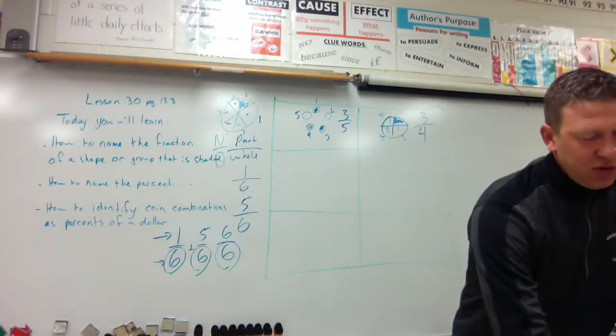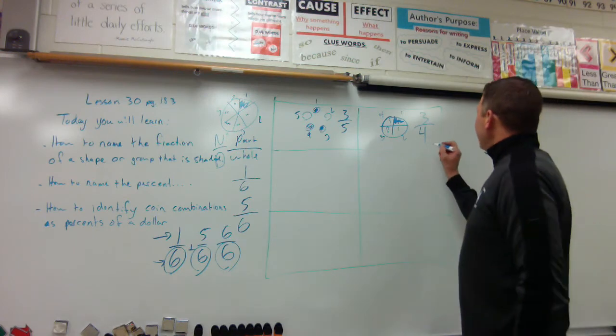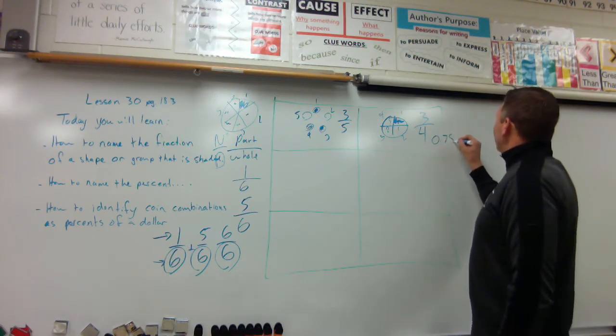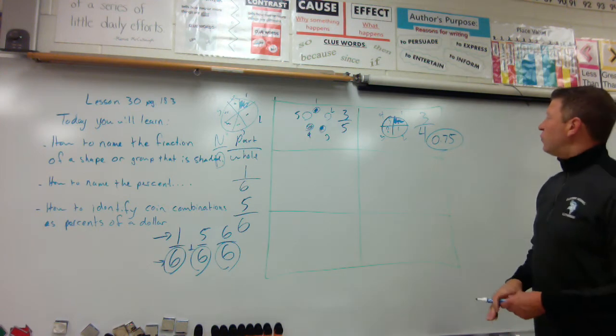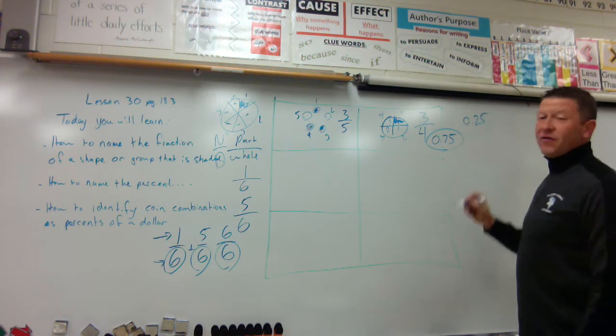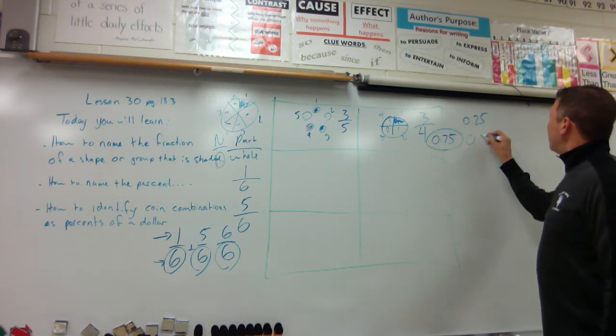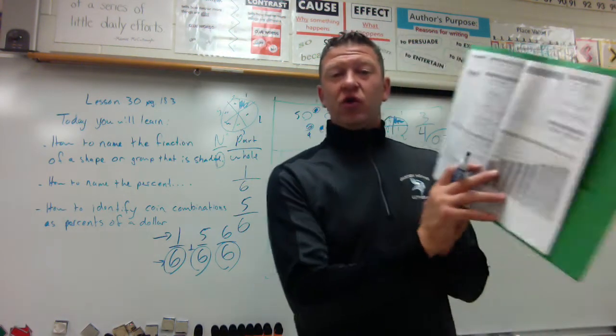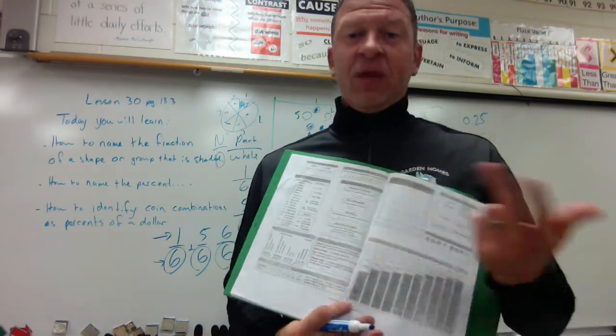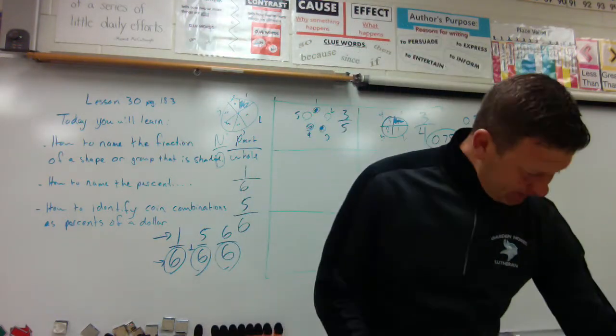So it's going to ask you to find the decimal point of some of these, and it's 0.75. All the decimals will be less than 1. So it might be 0.25 if it was 1/4. It might be 0.50 if it was 1/2. And you got to get used to looking those up on this chart. I'll model that for you in our assignment today.